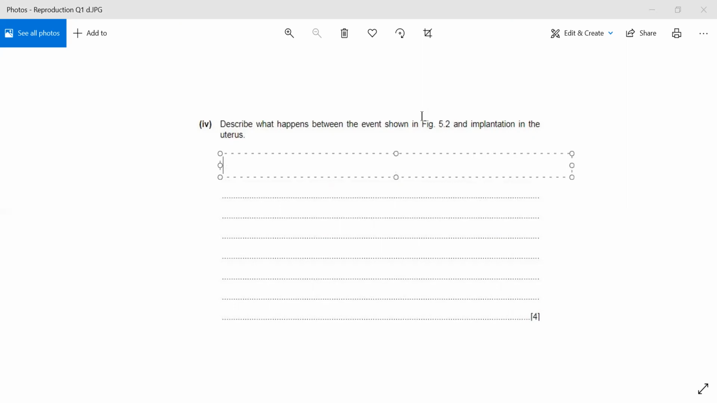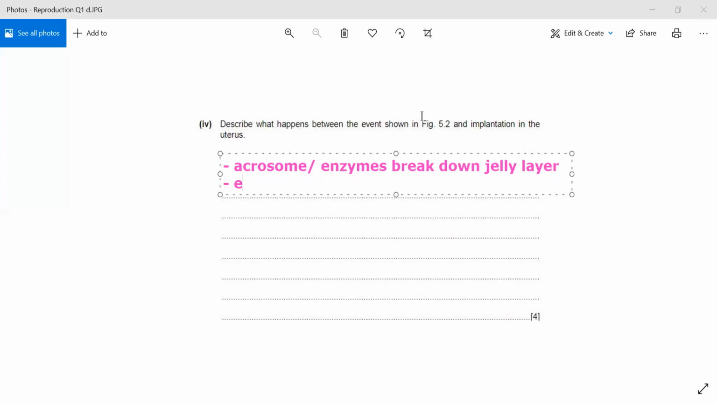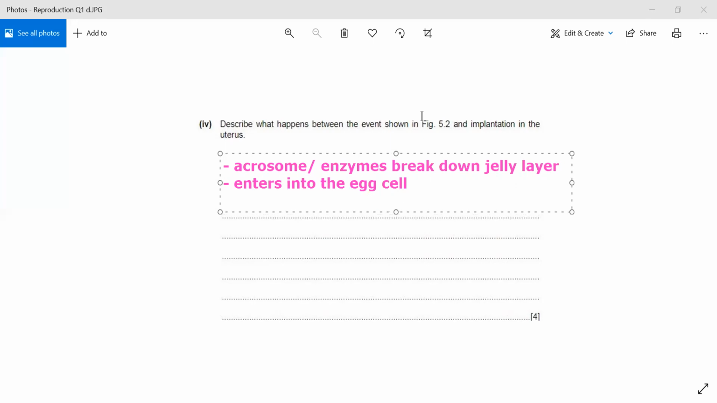So what is that? Acrosome enzymes. When we are talking about acrosome, or we can talk about enzymes, what do they do? They break down the jelly layer, and what happens? The sperm enters into the egg cell. So once it enters, what will happen?